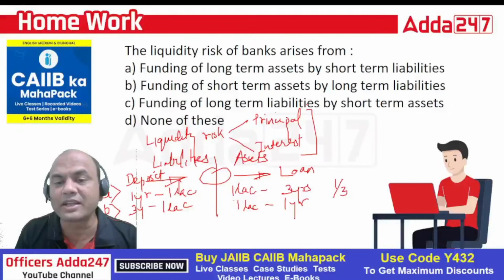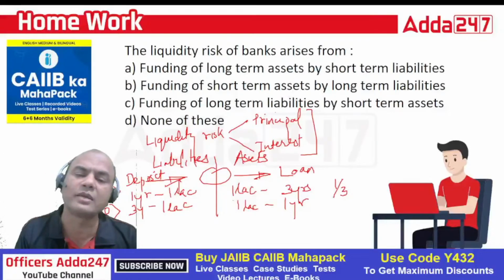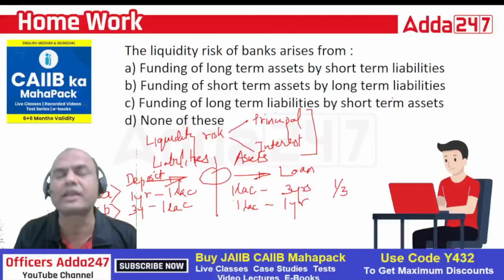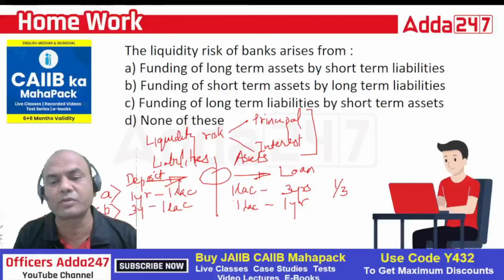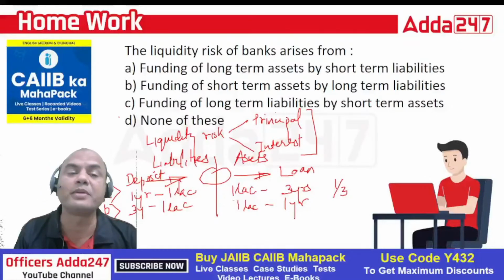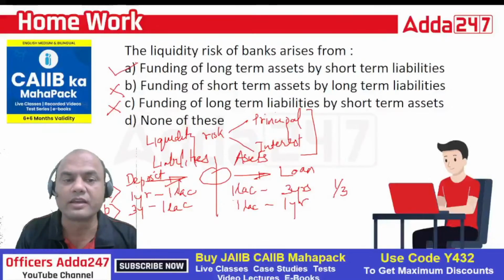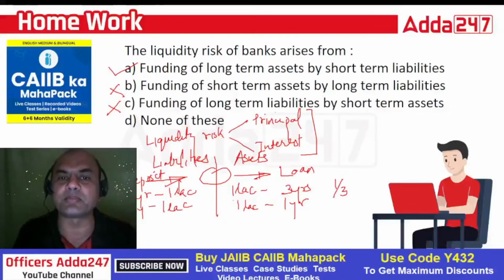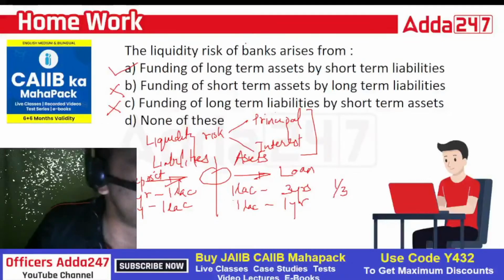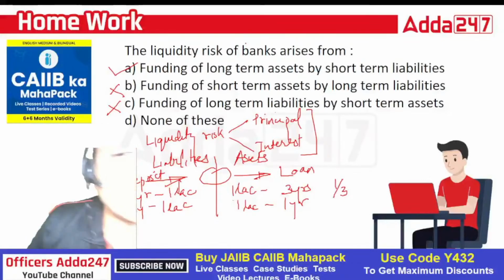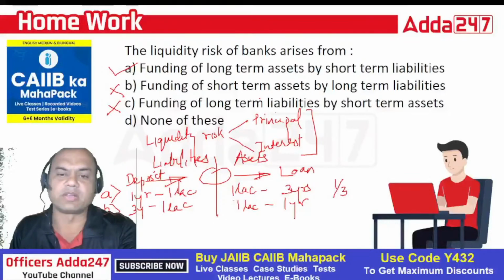Funding the long-term liabilities from short-term assets. How can I fund a liability from the asset? It can't be done. Always assets are to be funded from the liabilities. Liabilities can't be funded from the assets. So this is ab initio wrong. So C is out. B is out. So what is the answer now? Only A, right? So liquidity risk in the bank will arise if I face this problem. Okay, got it, everyone? Chalo, move on.